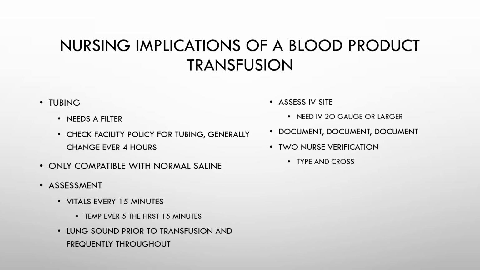So nursing implications, right? We want to assess our patients. When we are giving blood products, we are checking their vitals every 5 minutes for 15 minutes, and then every 15 minutes after that until the transfusion is done. Each product takes a different amount of time. The max is 4 hours per product. That is how long your blood tubing is good for, only 4 hours. You cannot switch out your tubing and finish a product, right? So blood products have to be done within 4 hours.